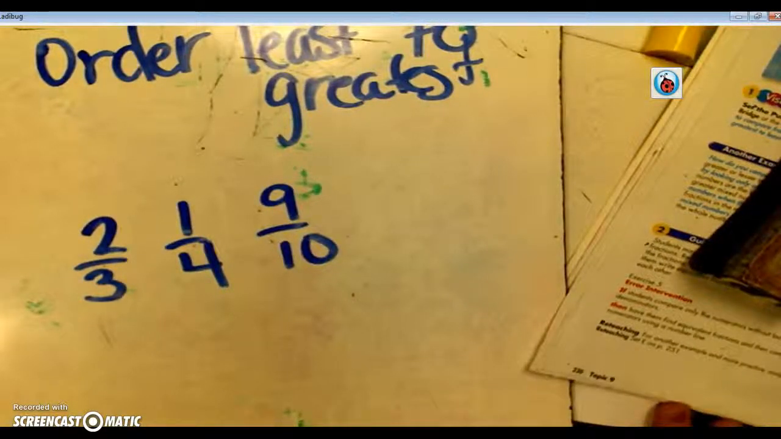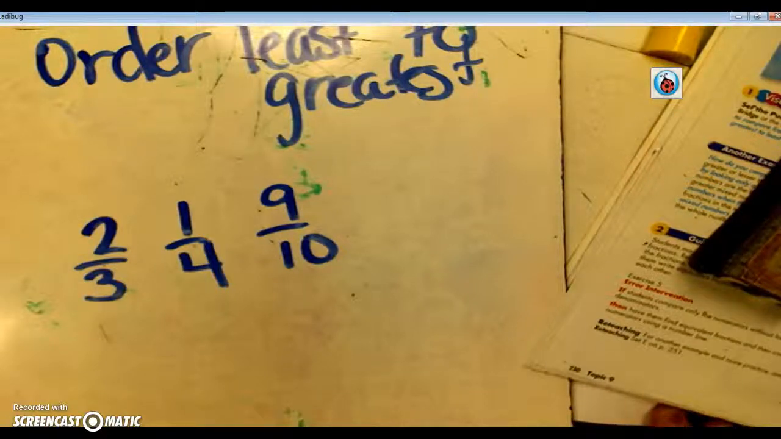This is probably a pretty easy one. Most of us, if we have any fraction awareness at all, could probably guess this one and get it right. But I want to see your work on your board. Prove it to me.